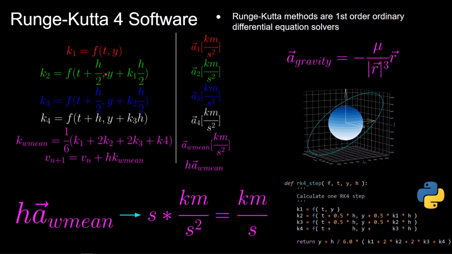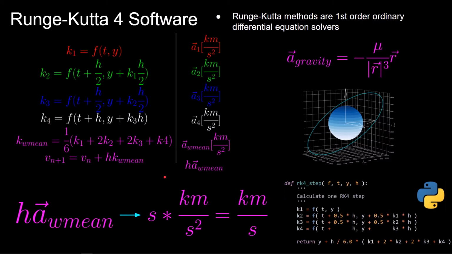So these equations on the left are the general equations for the Runge-Kutta fourth order method, and on the right are their corresponding applications to our orbital mechanics problem. So in our case, F here represents Newton's universal law of gravitation, which is our differential equation, which outputs accelerations. So in our case, these k values are actually going to be acceleration vectors. So k1 is the first estimate of the acceleration, k2 is the second, so on and so forth, until we get to the weighted mean of accelerations, where the kw mean is actually the acceleration weighted mean for us.